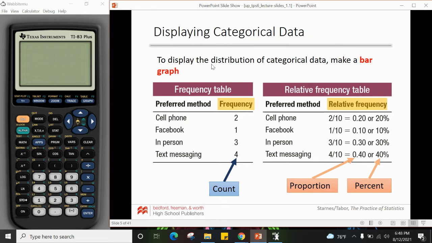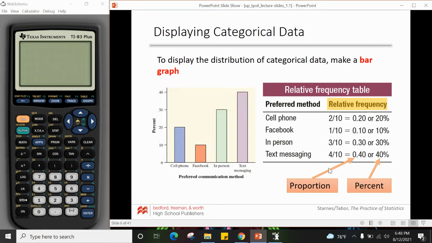All right. So to display this distribution of categorical data, we're going to make a bar graph. So we have the variable down here, preferred communication method, with each group or each category. And then on the left-hand side is our percent. So we see 20%, 10%, 30%, 40%. So this bar graph was made from our relative frequency table. If you use the regular frequency table, instead of percentages, you would want to have the counts, like 1, 2, 3, and 4. But we have the percentages, so we are using the relative frequency. Either works, it's just good to know what you want to do.